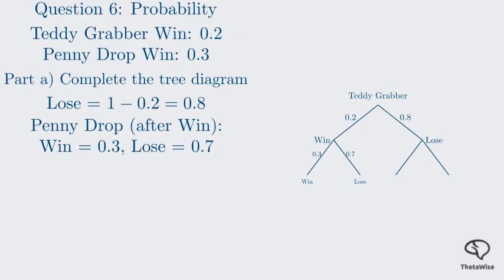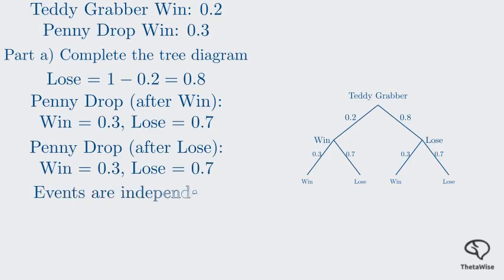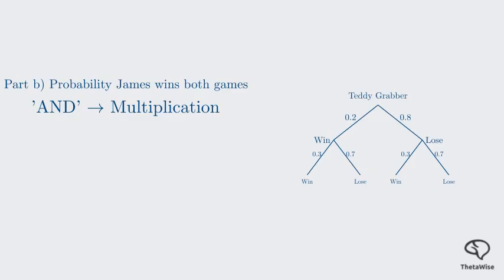If he lost the first game, the probabilities for the penny drop are exactly the same, 0.3 to win and 0.7 to lose. Notice that the probability of winning the penny drop stays 0.3 regardless of what happened at the teddy grabber. These are independent events. For Part B, we want the probability that he wins on the teddy grabber and wins on the penny drop. In probability, and usually means we multiply the probabilities along the specific branches. We follow the path for win, then win.